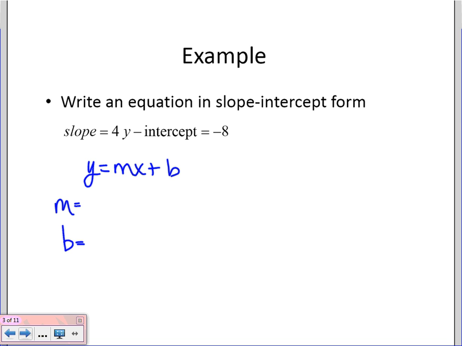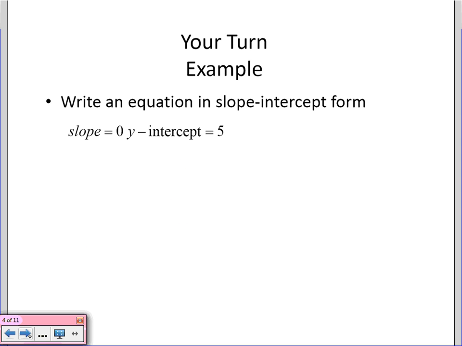Okay, so first of all, let's read our problem. Write an equation in slope-intercept form. Slope is 4. Well, slope, remember, is m. So our slope is 4. Our y-intercept is -8, and y-intercept is b. So we're going to put it right here. And now from here, our m and our b, we're going to plug right into our equation, m and b. So we're going to have y equals 4x minus 8. And that's it. You try this one and replay me when you're ready for the answer.